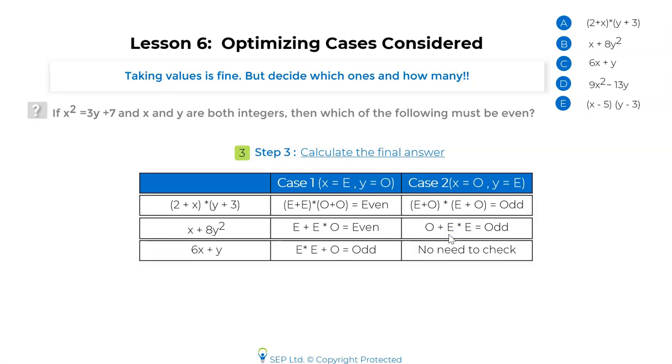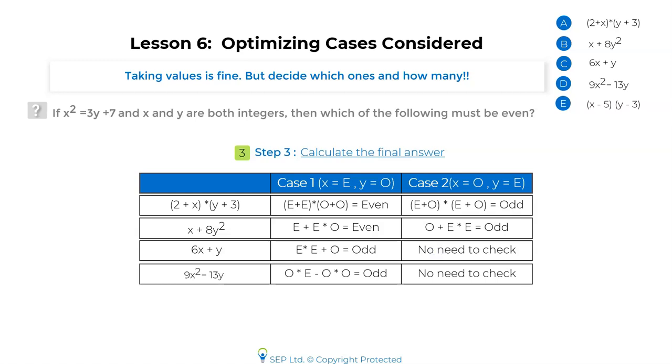If you take the third one, again 6x is always even, but if you take the first case and you get odd, notice I'm not going to check my second case. Why? Because if the first case is giving me odd, then it doesn't make sense to check the second case. Now let's take the fourth case, 9x squared minus 13y.